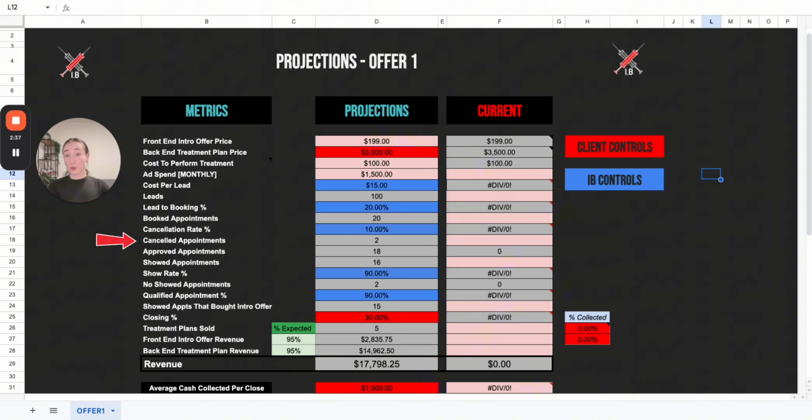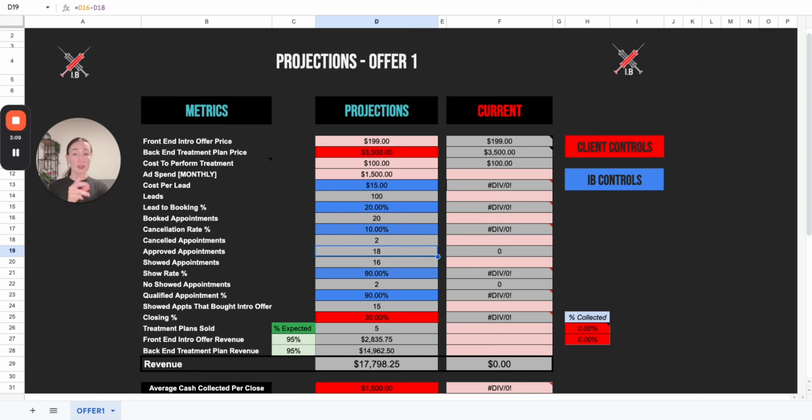Okay, cancellations and approved appointments. Now, we're expecting about a 10% cancellation rate, which means 2 people cancel before their appointment. That leaves you with 18 approved appointments, meaning they're confirmed and still scheduled. Now to the show rate and show appointments. We're setting that at 90%, which is the gold standard for MedSpas that pre-educate and follow up properly and confirm their appointments. That means 16 people actually show up out of the 18 who were confirmed.